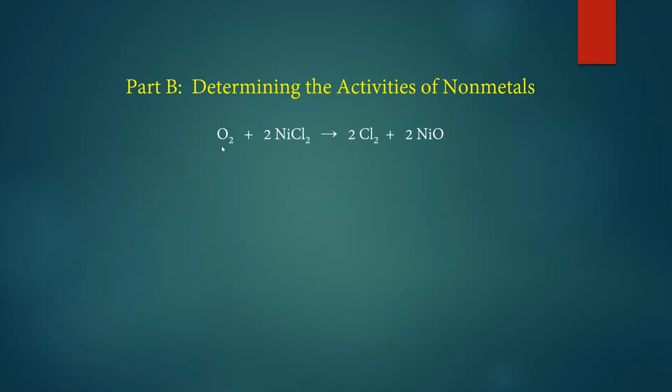So in order to determine who's oxidized or reduced in the reaction, we need to look at the charges of each of the elements. So elements are always neutral to begin with, so oxygen and chlorine both have a charge of 0. Chloride ions are -1. Oxide ions are -2.